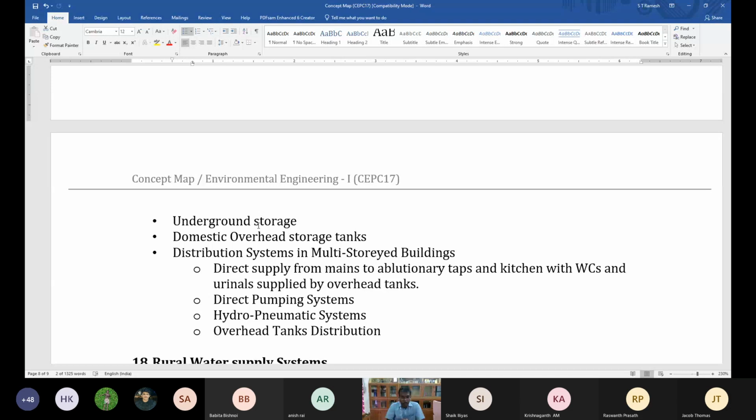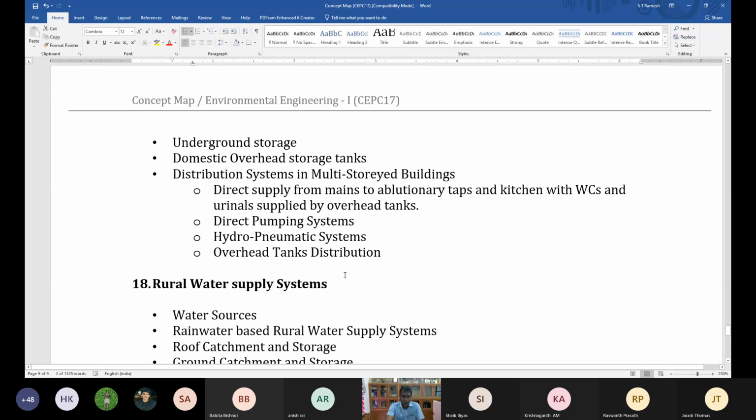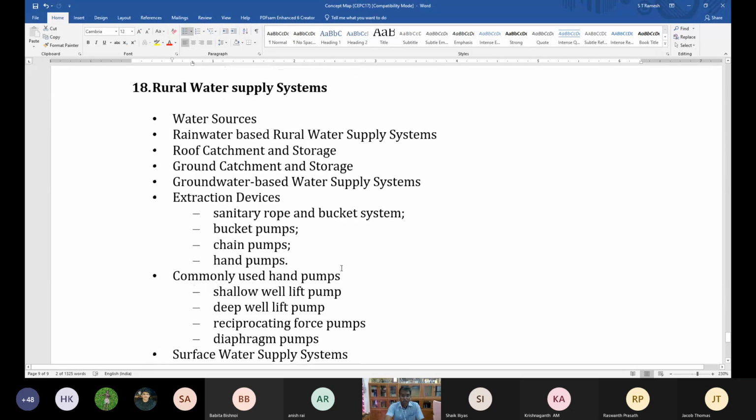And how to distribute the water in a multi-story building also. So we'll be discussing direct pumping systems, hydro-pneumatic systems and overhead tank systems. This covers distribution systems in the buildings. The last portion is the rural water supply system. Whatever we discussed so far is urban water supply systems.